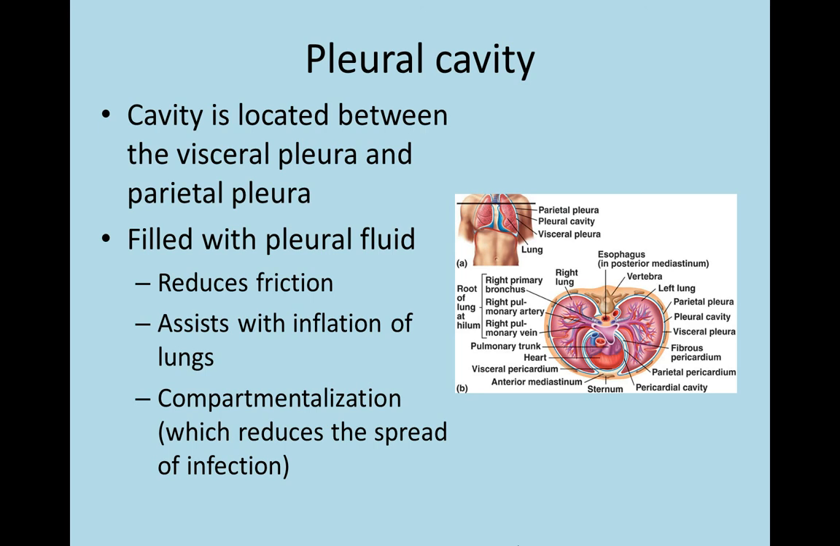And another function of the pleura and the parietal pleura is it compartmentalizes your thorax. So that means it's unlikely for an infection to spread from one lung to, say, the heart or to the other lung. You compartmentalize those organs so that you can reduce the risk of an infection spreading.